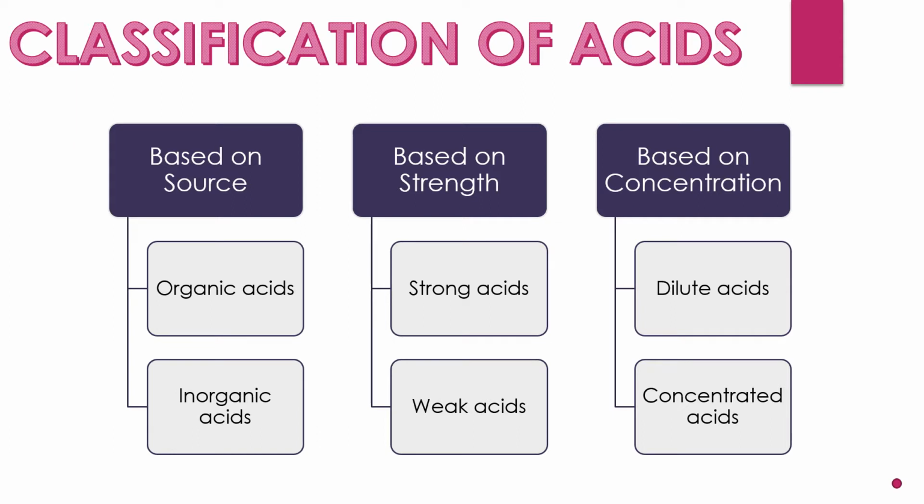Based on source, it can be classified into organic acids and inorganic acids. Based on the strength, it can be classified as strong acids and weak acids. Based on the concentration, it can be classified as dilute acids and concentrated acids.